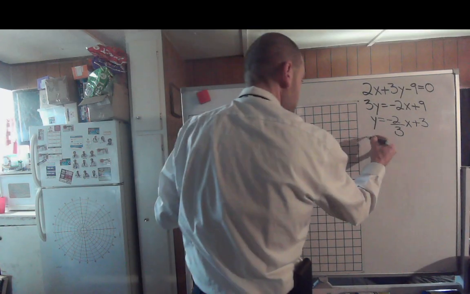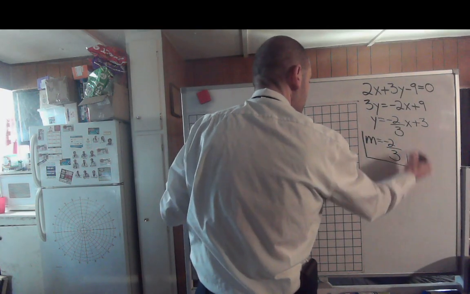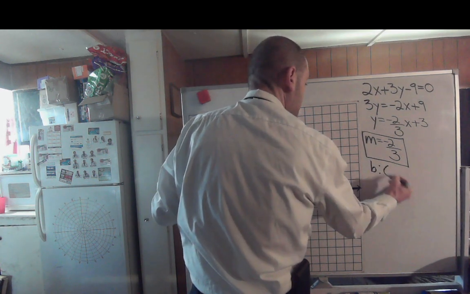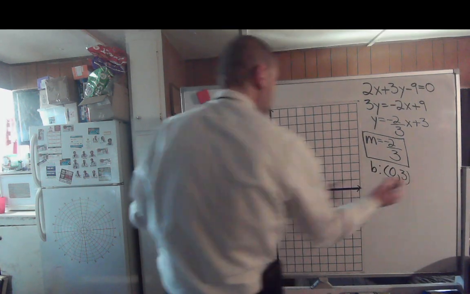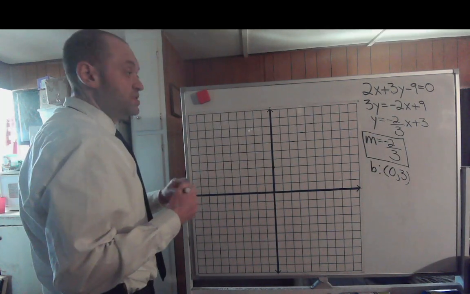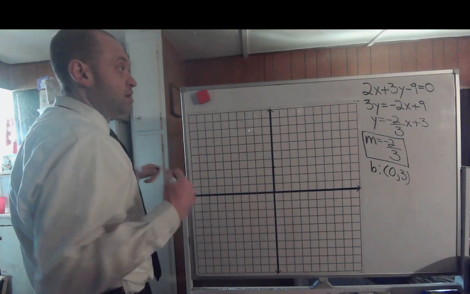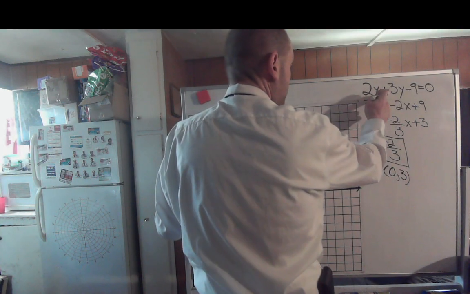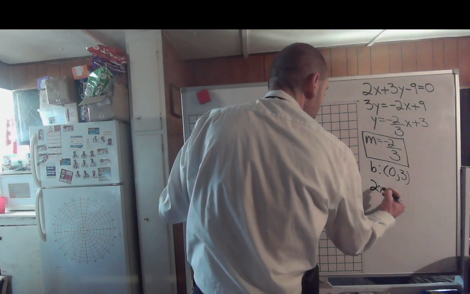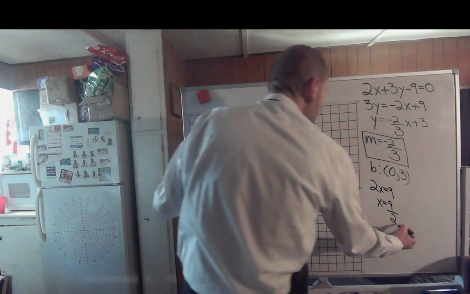Now we have this in slope-intercept form. We know the slope is going to be negative 2/3. So there's your slope of negative 2/3. Your y-intercept, your b, is also at 0, 3. So 0, 3 again right there. Now it also doesn't hurt to find your x-intercept. Well, you can just put it into the original equation because the x-intercept occurs when y equals 0. That would give you 2x equals 9. X would equal 9/2, which is 4.5.